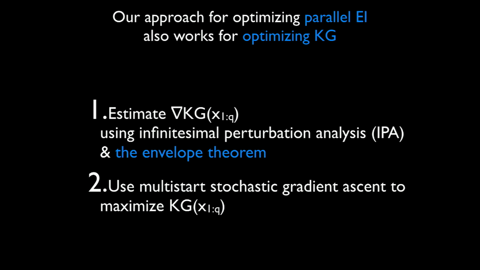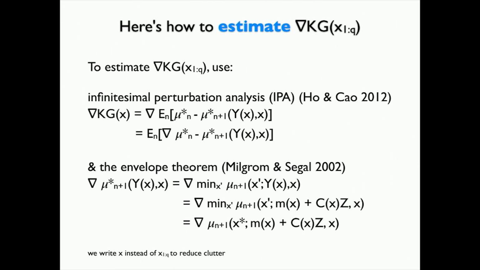So the way that we can optimize that is, again, using this infinitesimal perturbation analysis and an additional idea from the envelope theorem. We're interested in the gradient of the knowledge gradient. That's the gradient of this expectation, where I'm including the dependence of the minimum of the new posterior mean on the value I observed and where I sampled. So I'll switch derivative and expectation under some regularity conditions to get this expression.